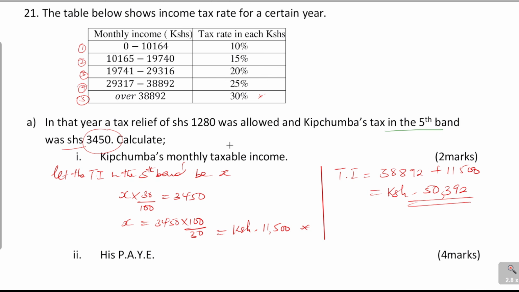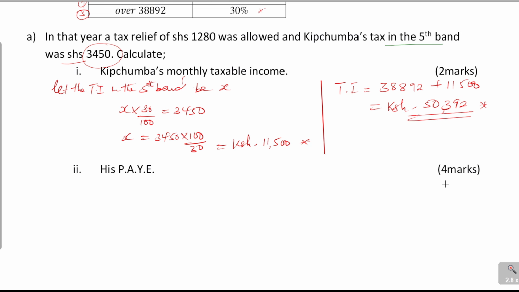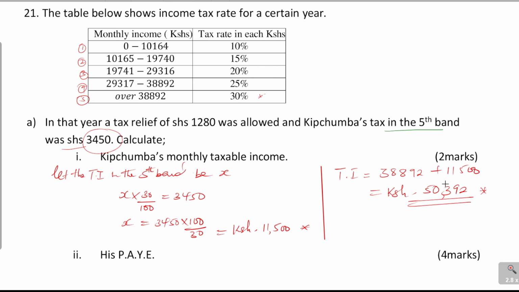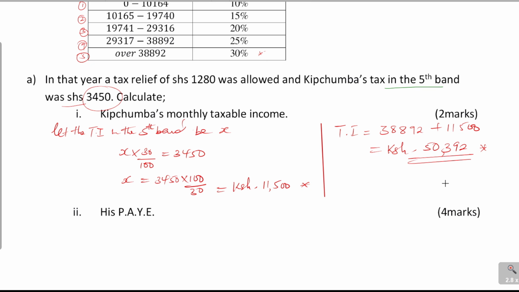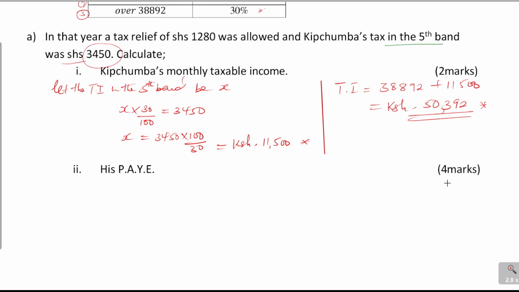Part 2, his PAYE. PAYE is pay as you earn, the tax. So to calculate the tax, we are going to use the taxable income. Already we have calculated it in part 1. So the amount that we are going to tax is 50,392. So we tax that amount from the first band to the fifth band. So we start from the first band. The first band, what is the size of the first band? 0 to 10,164. The size of that band will simply be 10,164.